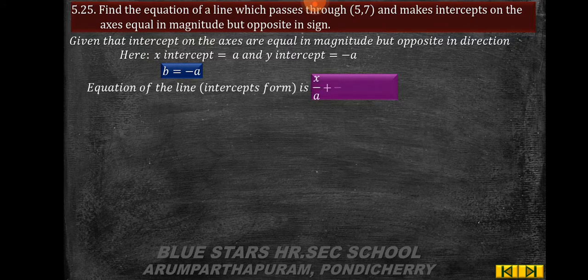Therefore, the equation of the line in intercept form is x by a plus y by b is equal to 1. This is the equation of the straight line in intercept form. So here the value of a is a and the value of b is minus a. We just substitute the values in the first equation. So you get x by a plus y by minus a is equal to 1, which implies x by a minus y by a is equal to 1.